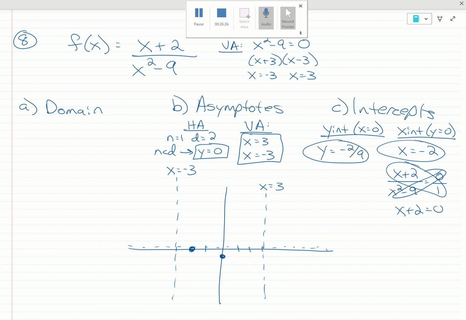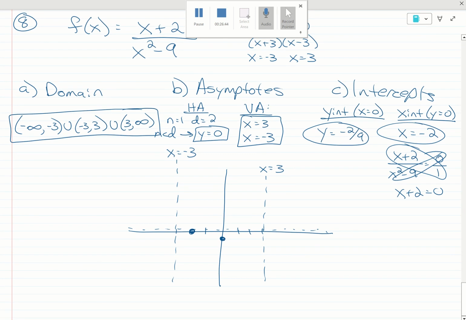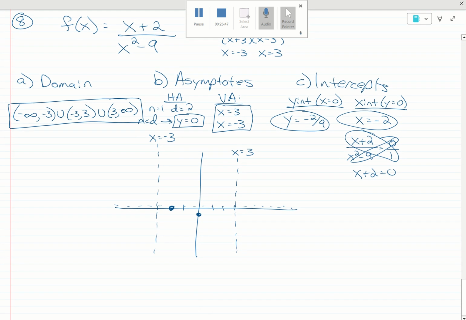For our domain, it looks like we just can't use negative 3 or 3. So the way we write that is from negative infinity to negative 3, from negative 3 to 3, and then from 3 to infinity. And now we just have to figure out what's actually going on with the graph. So I'm going to test values 1 to the left, so negative 4, and 1 to the right, negative 2. Similarly over here, I'll test 2 and I'll test 4.